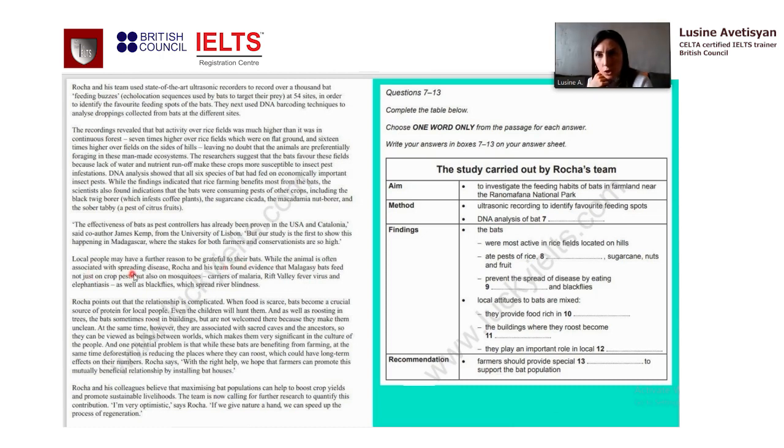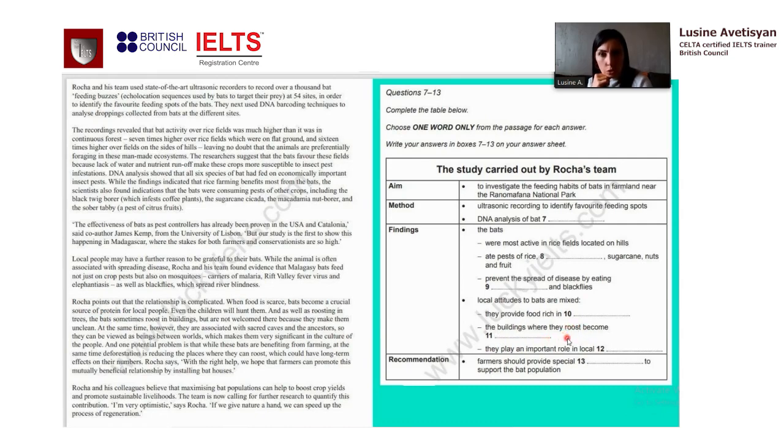While animals are often associated with disease. Okay, so we read this part. Roger points out that the relationship is complicated. The food is scarce. Bats become a crucial source of protein for local people. Even the children will hunt them. So speaking about what they are rich in, what do you think we found here? They provide food rich in protein.